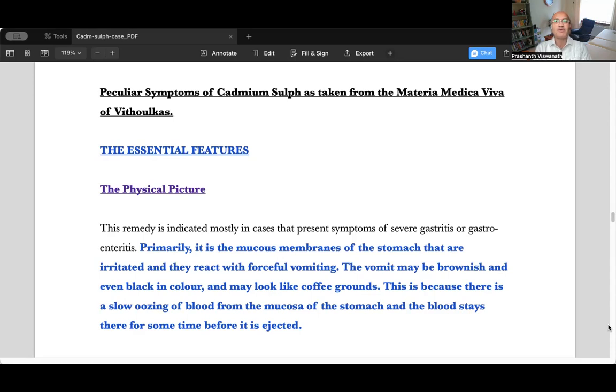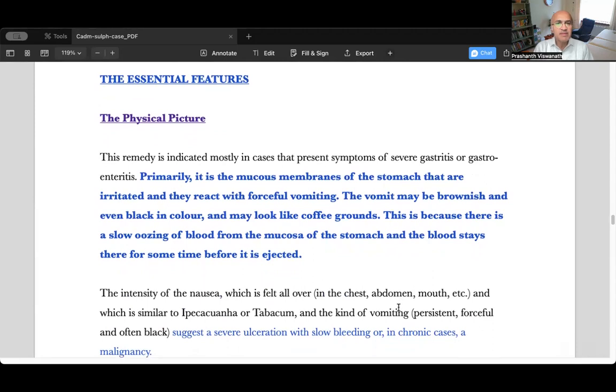Now, I just want to take some time to look at all the essential characteristic features that Vithoulkas talks about of the remedy cadmium sulfuricum. The first thing he says is that primarily it is the mucous membranes of the stomach that are irritated and they react with forceful vomiting. The vomit may be brownish and even black in color and may look like coffee ground. This is because there is a slow oozing of blood from the mucosa of the stomach and the blood stays there for some time before it is ejected.